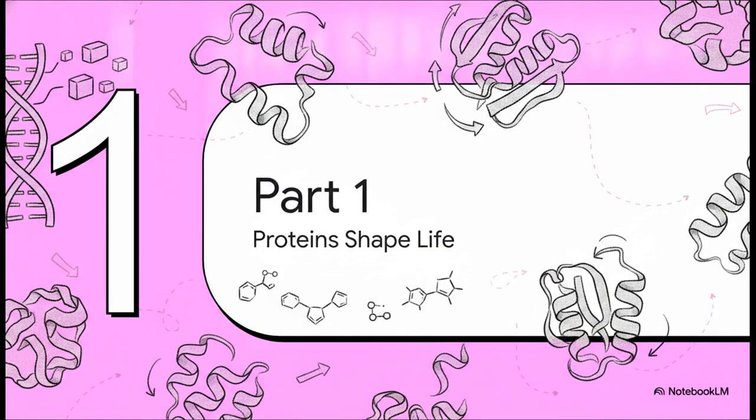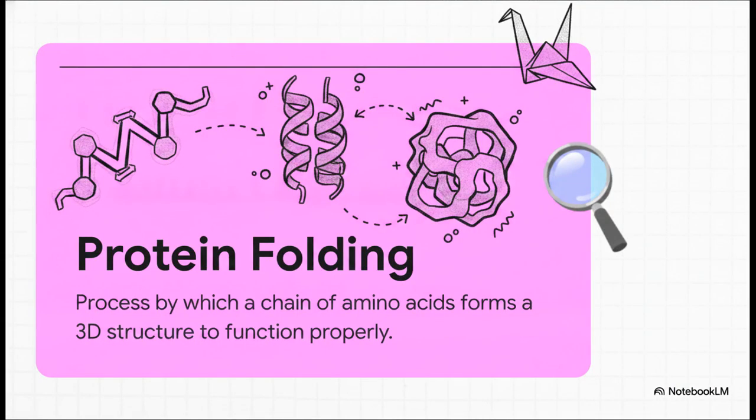Part 1. How proteins shape life. Let's start by looking at the foundational, micro-level biology of how our bodies actually build these functional structures. So, at its core, protein folding is simply the process where a linear chain of amino acids organizes itself into a highly specific three-dimensional structure.